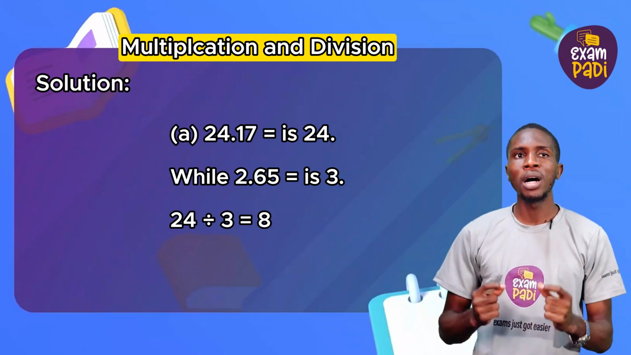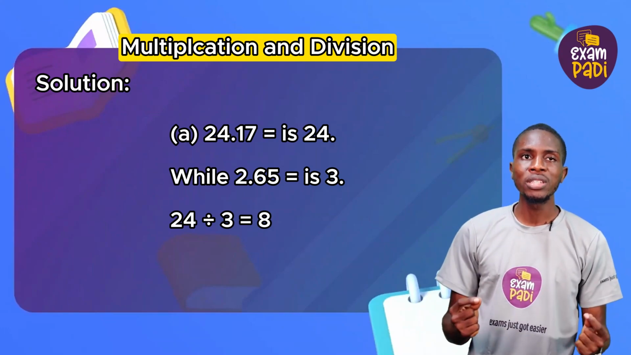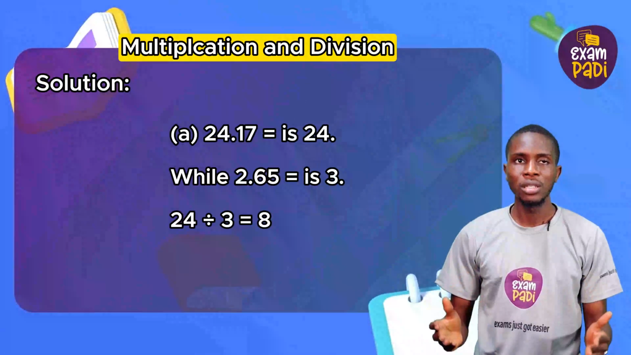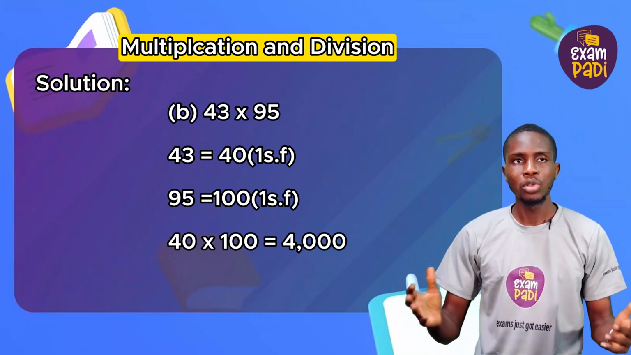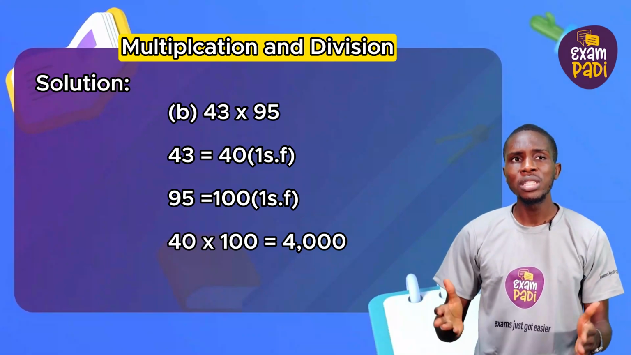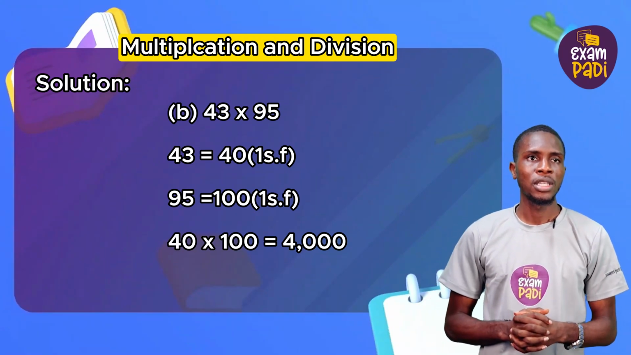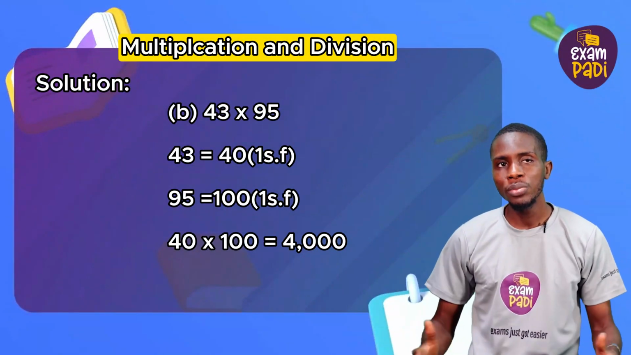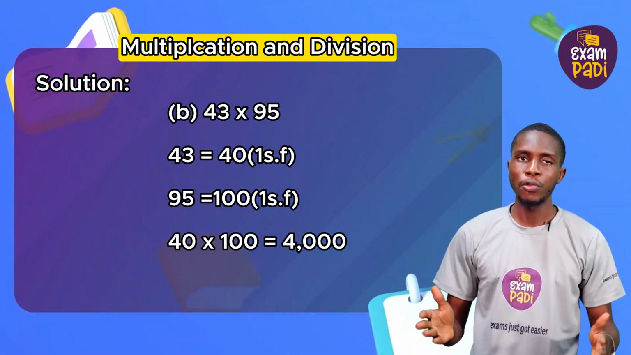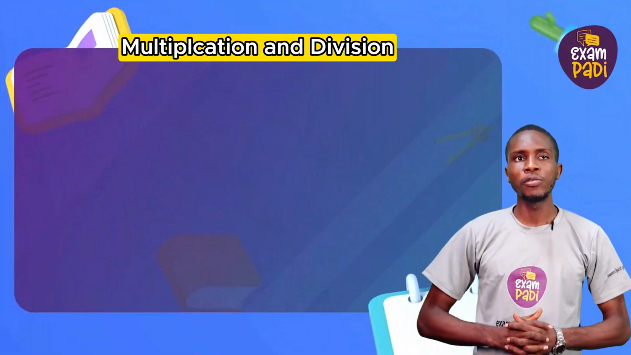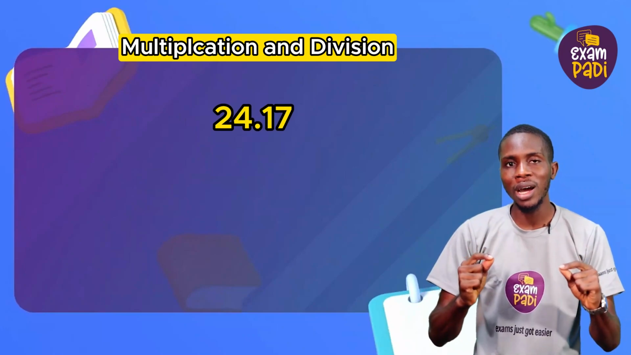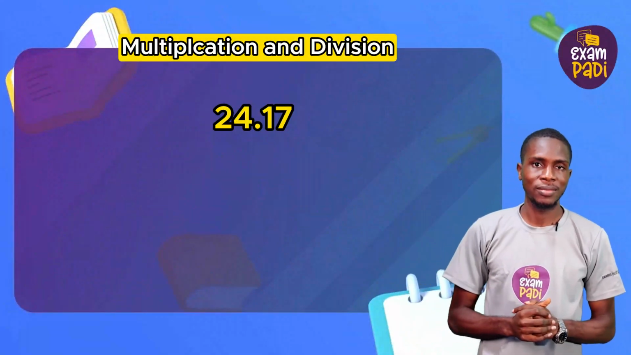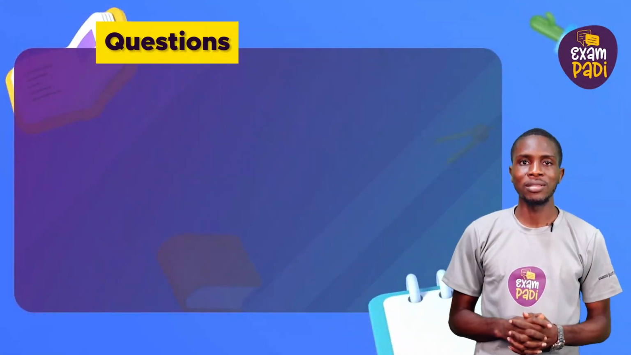24.17 to the nearest whole number is 24, while 2.65 to the nearest whole number is 3. 24 divided by 3 equals 8. 2. 43 to the nearest whole number is 40, and 95 to the nearest whole number is 100. Therefore, 40 multiplied by 100 equals 4,000. Note that in expression of numbers, it is pronounced as 24.17, not 24.17. We have come to the end of today's lesson.